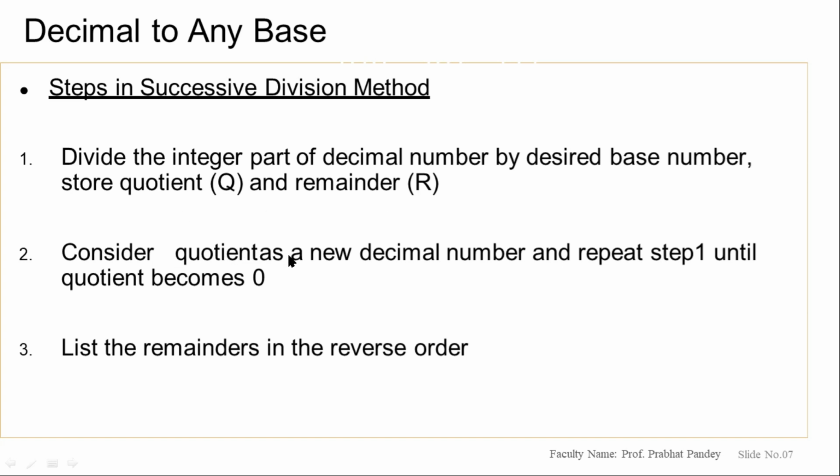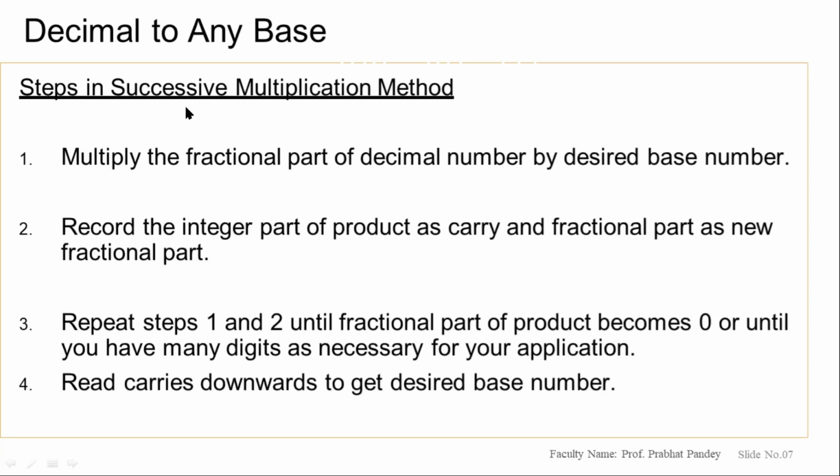Then consider the quotient as a new decimal number and repeat step 1, meaning we divide by 2 again and store the quotient and the remainder, until the quotient becomes 0. Then we list the remainders in reverse order. So we need to see this successive division method.